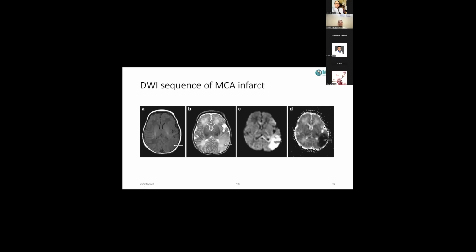This is just to show you, nothing to do with the HIE, that it lights up like a bulb when you run the DWI sequence, because this area is not taking part in any diffusion, and that's what the MRI picks up.